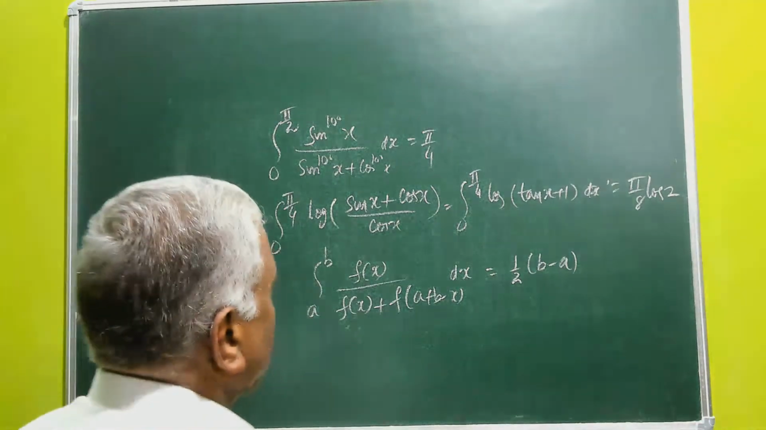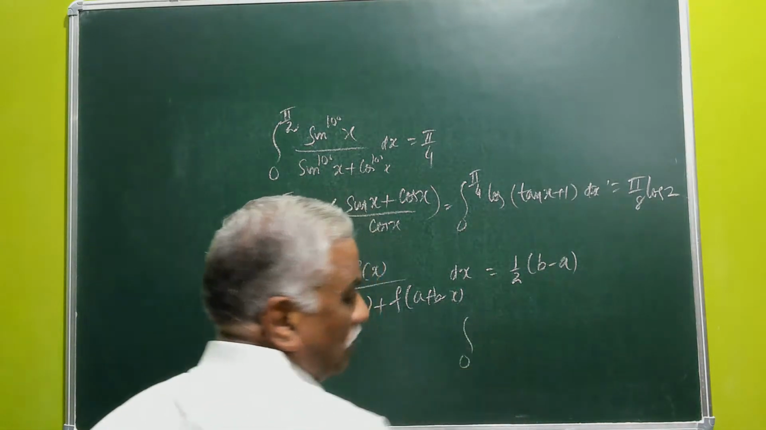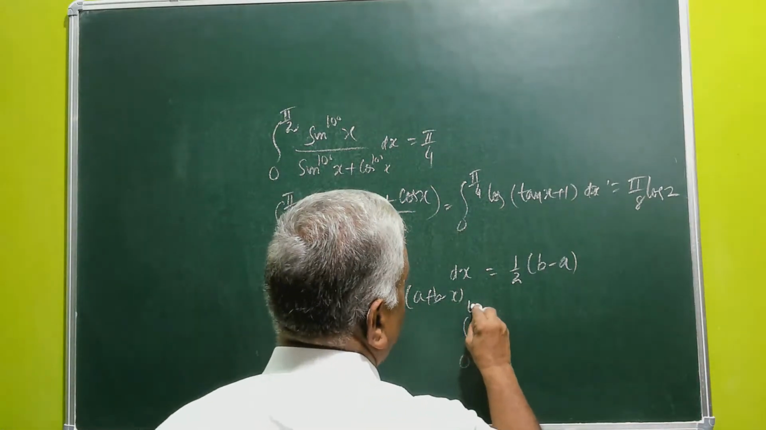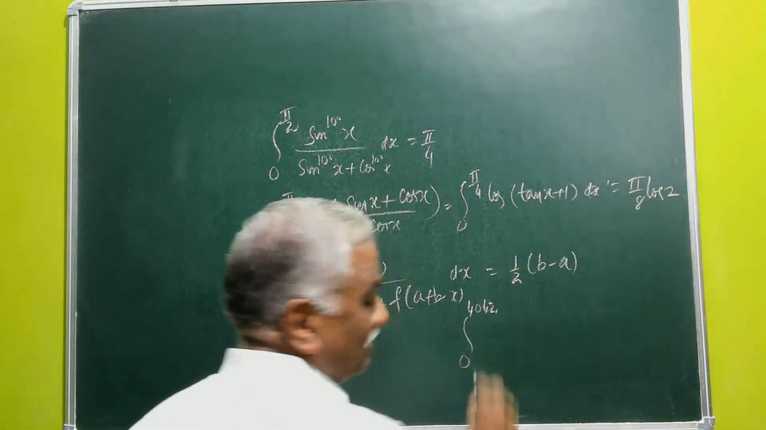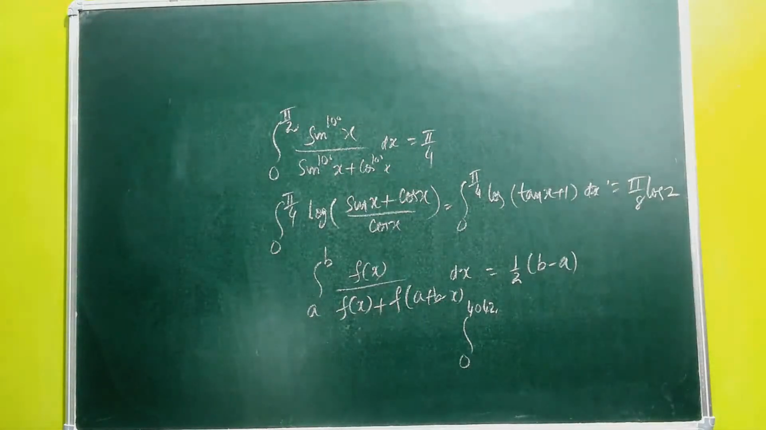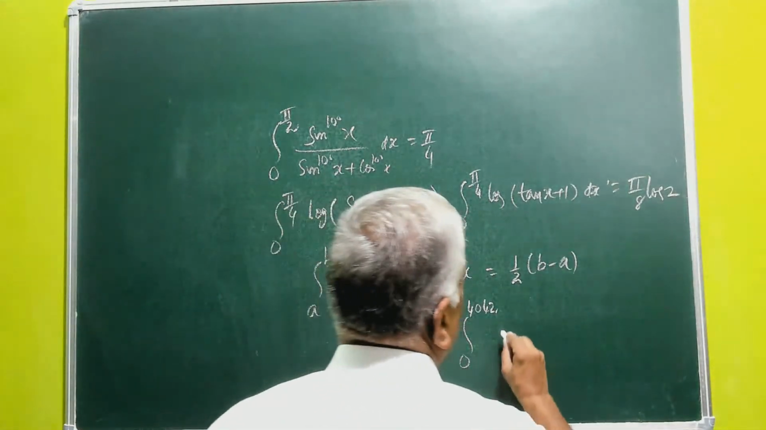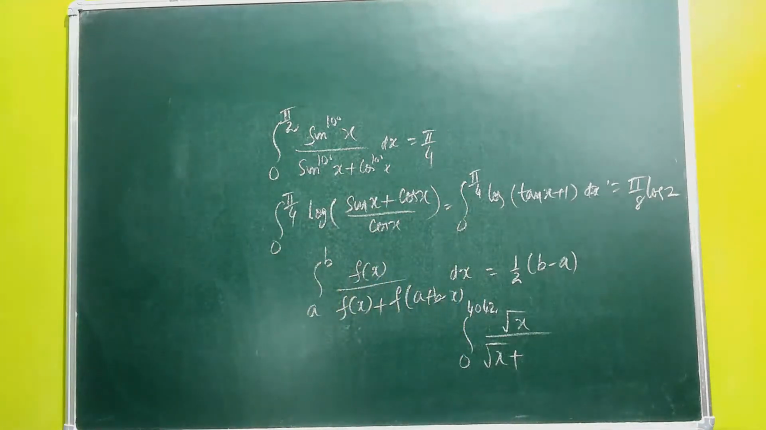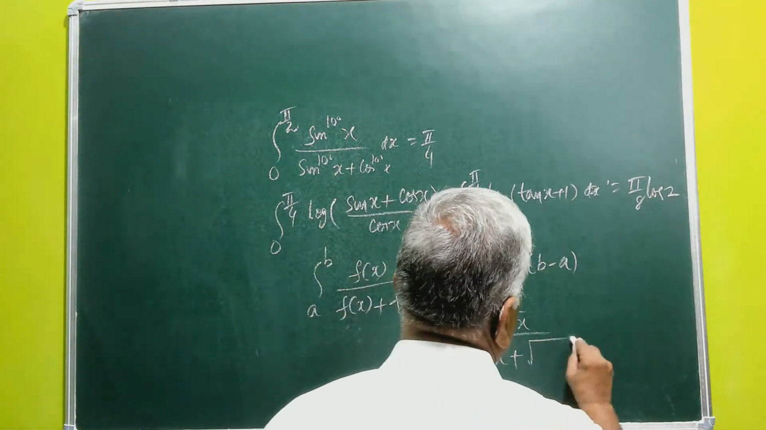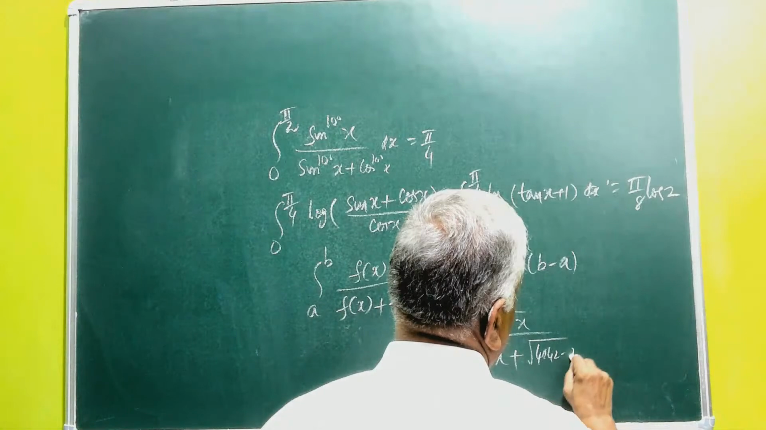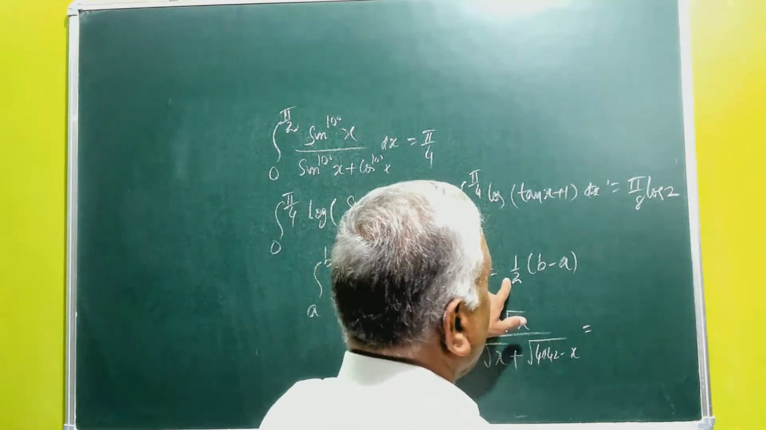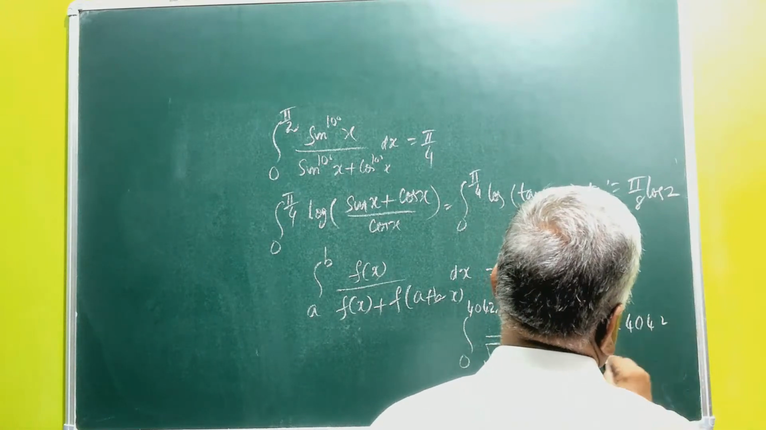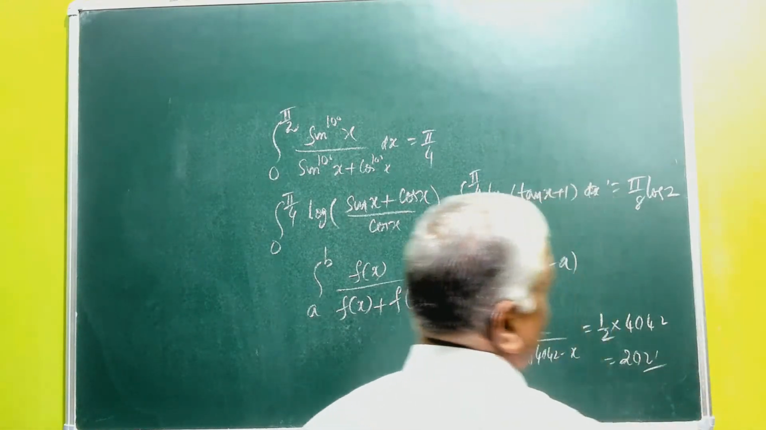So one of the years they gave this problem, 0 to 4042. The moment you see the problem, you feel it is very difficult, a very big problem, but there is nothing in this problem. Root x over root x plus root of 4042 minus x. This is half of b minus a, which is 2021. So 2021 is the answer.